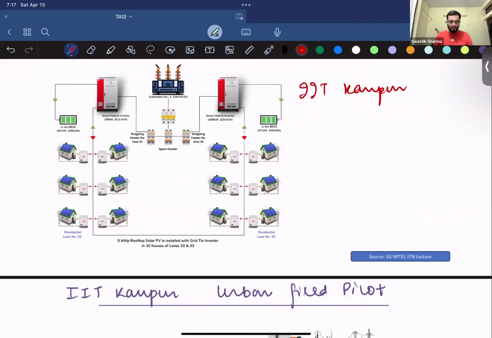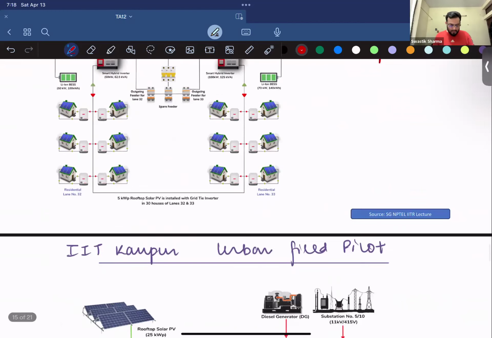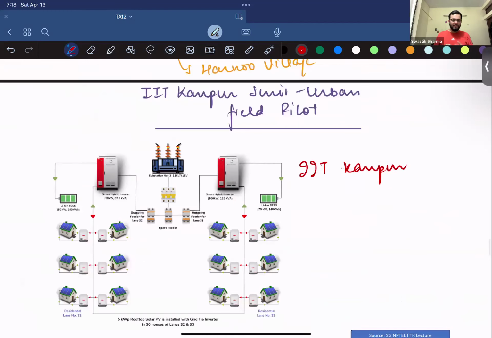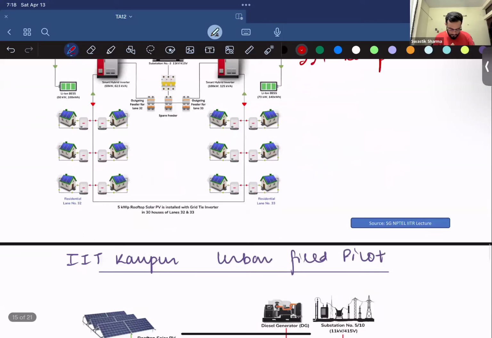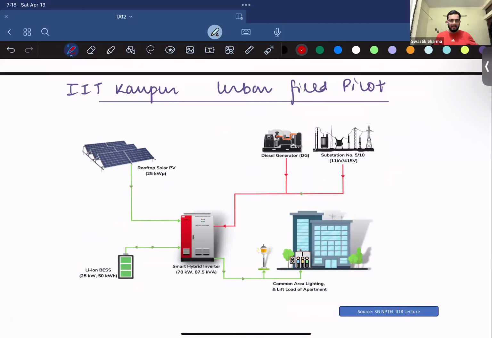Right. So this was the semi-urban field pilot in IIT Kanpur. And you can see, right, we were discussing these things as well, how to connect, how this hybrid inverter works. So we were figuring out the PHIL implementation of all of this. Now, after this PHIL implementation, what's the next step? It's the field pilot demonstration. So that is what we were able to figure out. The next thing was an urban field pilot.